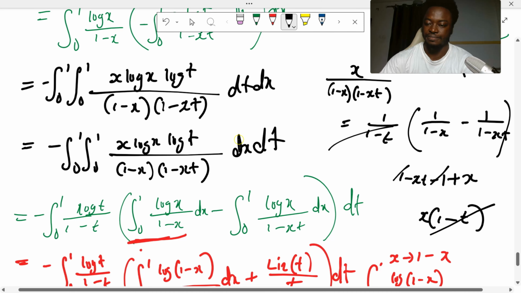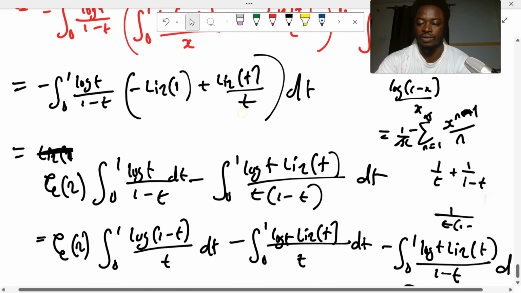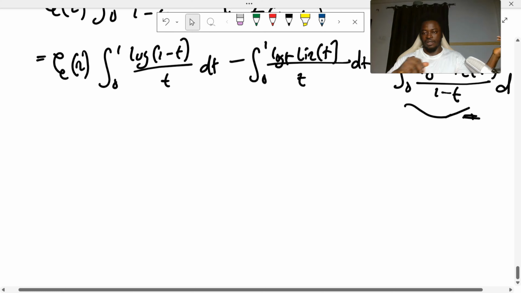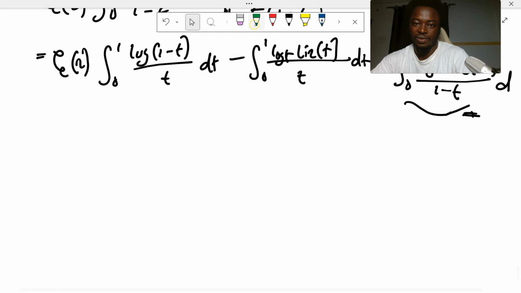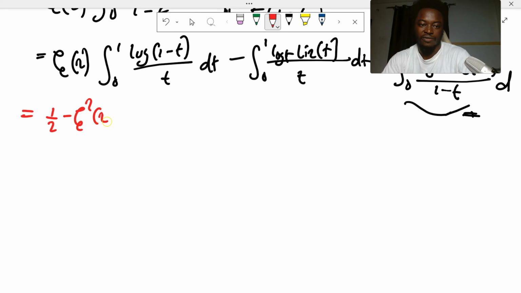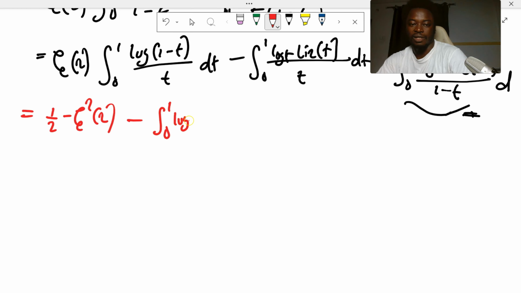Now what we could do is bring I to the left and divide everything by 2. So doing so, you would get I is equal to half of negative zeta squared of 2 minus the integral from 0 to 1 of logarithm of t times the trilogarithm of t prime dt.